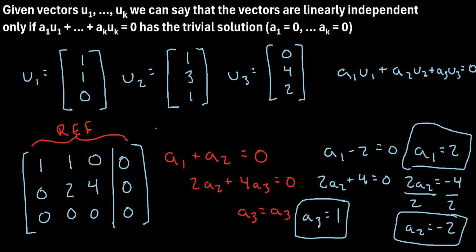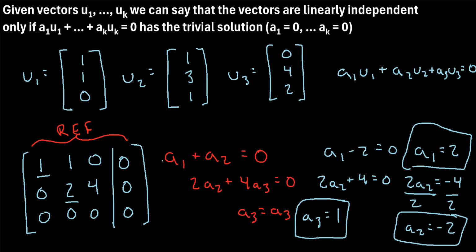And one hack that you can kind of use is when you convert this matrix to row echelon form, if there's a free variable, that's a dead giveaway that the vectors are not linearly independent. So notice that the first column has a pivot entry, the second column has a pivot entry, but the third column does not have a pivot entry. So we would say the first variable and the second variable are both pivot variables, but this third column represents a free variable. So if there's a free variable, then the vectors cannot be linearly independent.